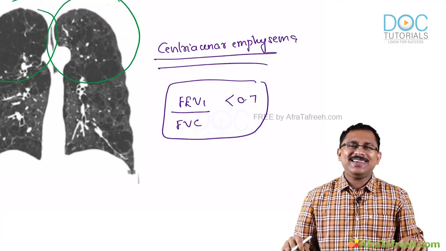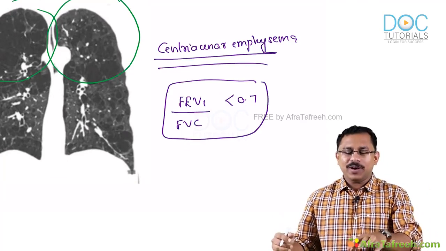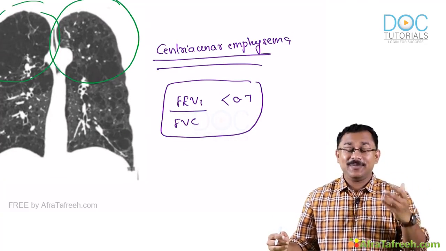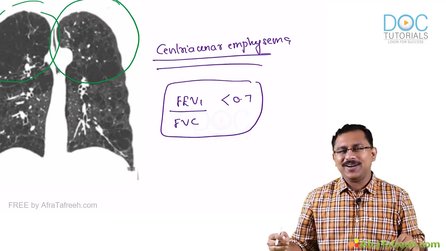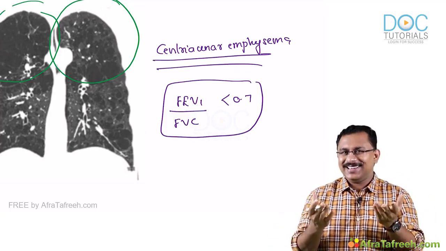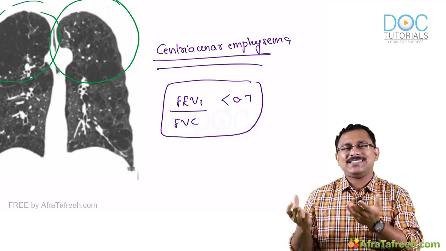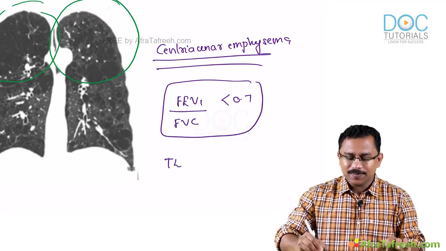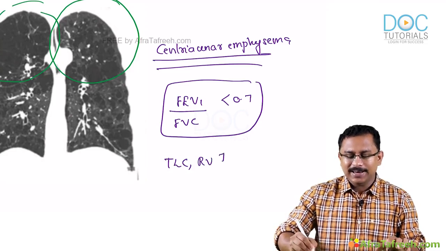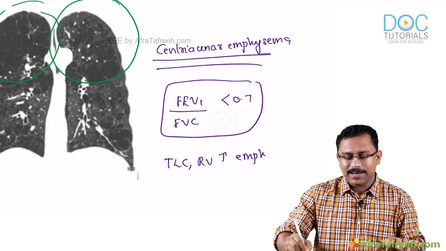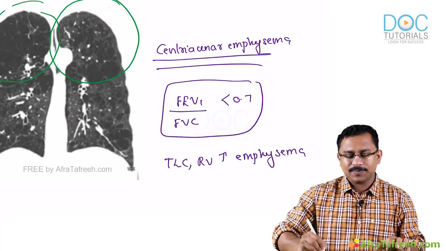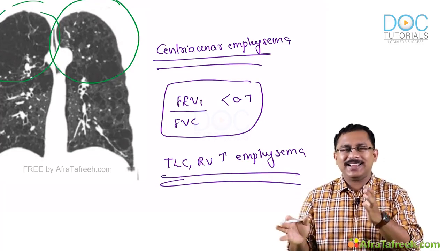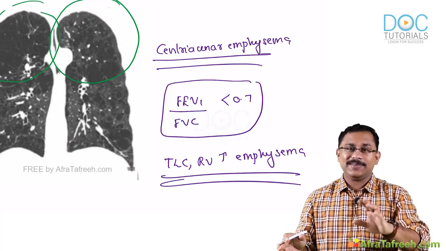So what about the residual volume? It will be more in what condition? Is it going to be higher in an emphysematous stage or a chronic bronchitis? Very simple now, right? Because you know there is more air trapping in case of emphysema. So the residual volume and the total lung capacity will be higher in emphysema rather than chronic bronchitis. But overall, you will have an FEV1 to FVC ratio less than 0.7.